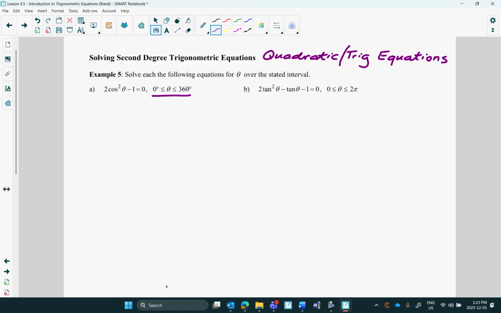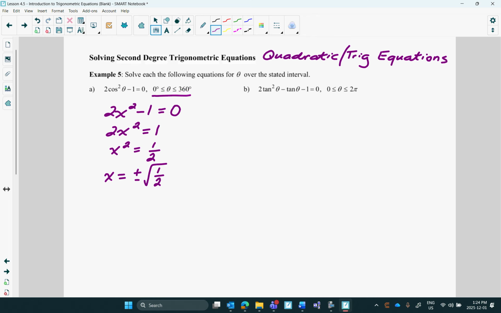Here's what I suggest you do with quadratic trig equations. Take the trig, which in this case is cos theta, replace it with x. Because if you do that, it might make it look a little easier for you to solve. How would you solve this one? Add 1 to both sides. Divide by 2. And then plus minus square root of 1 over 2.